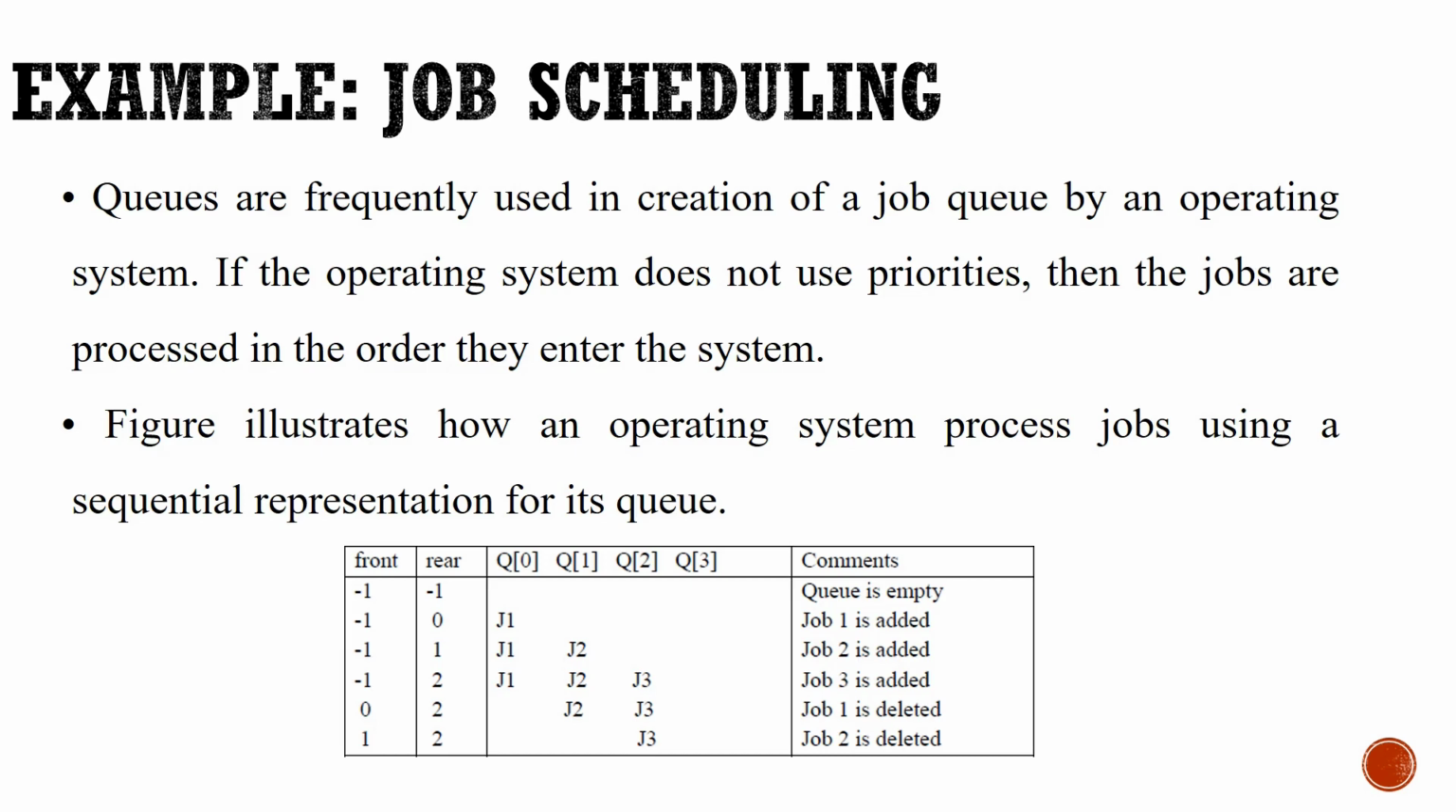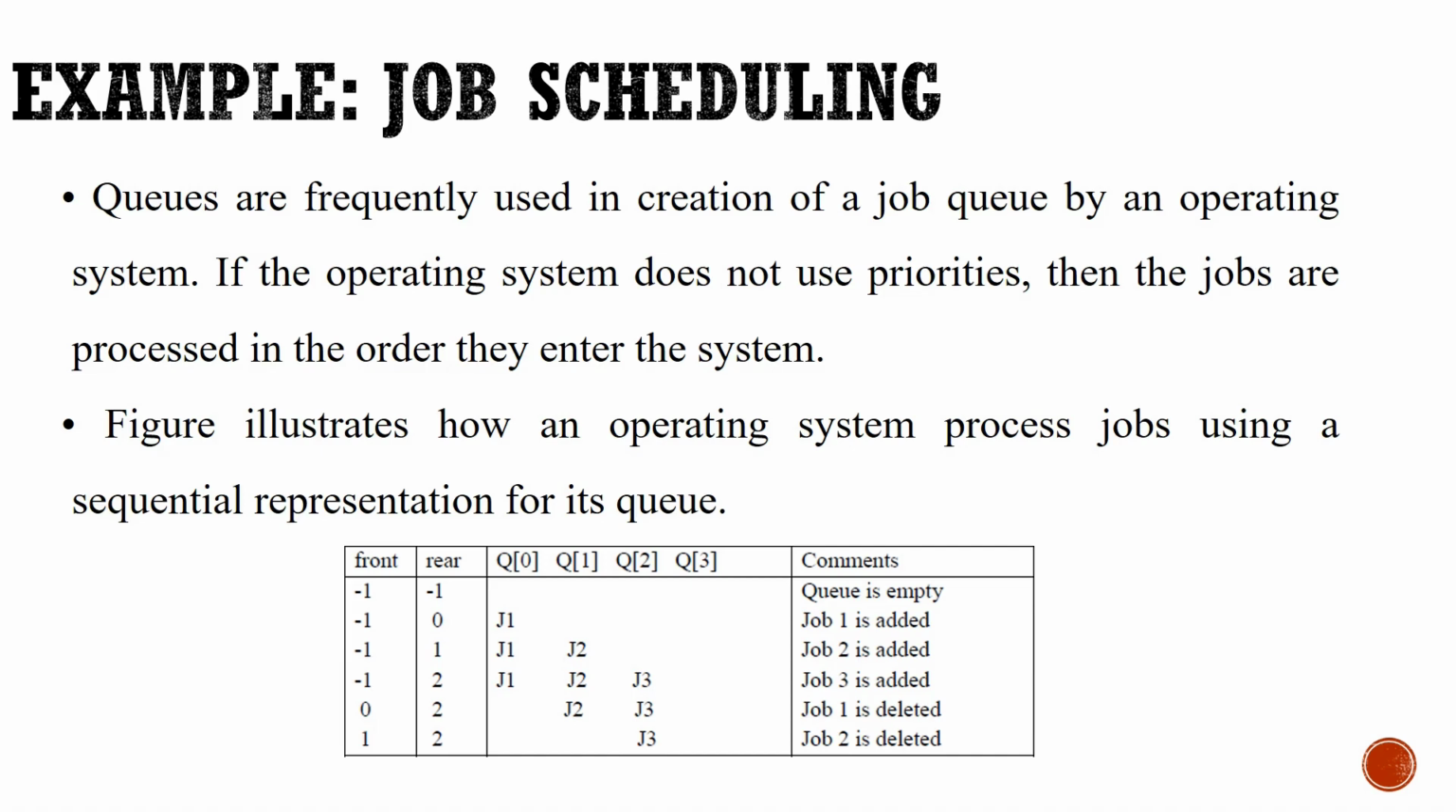When I insert the first element, in this case it is J1. This is an example of job scheduling in the operating system of the microprocessor. Here we are in a multi-programming environment where multiple jobs need to be executed. In those cases, we use this queue application, that is job scheduling.